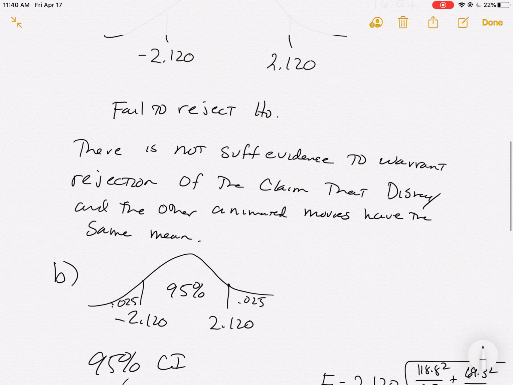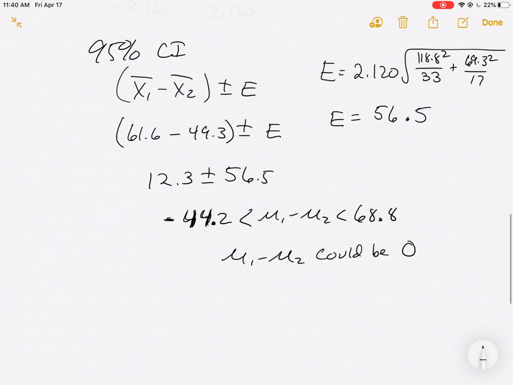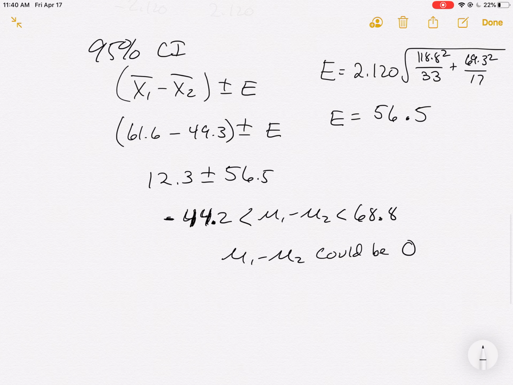Our data is not sufficient, right? Our mu1 minus mu2 includes the 0. Both of those are the same. We fail at our attempt to say something strong because our data is not sufficient. It's not strong enough. Alright, so those are a couple examples from 9.2.